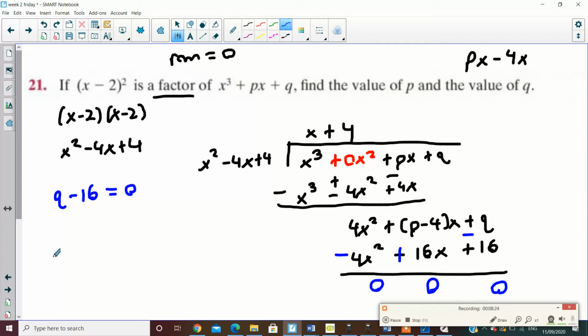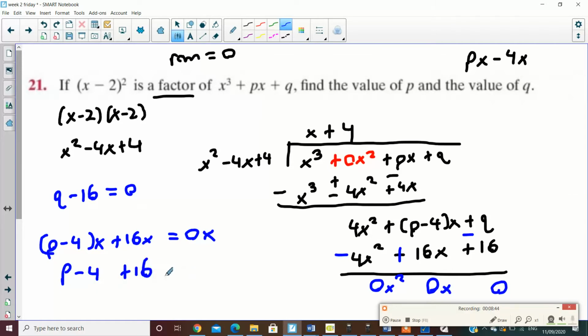Oh, this is an easy one. And then p minus 4x plus 16x equals 0x. Because that's 0x, that's 0x squared, and that's 0. Cancel the x's and you get p minus 4 plus 16 equals 0. P equals minus 12, anybody? And q equals 16.